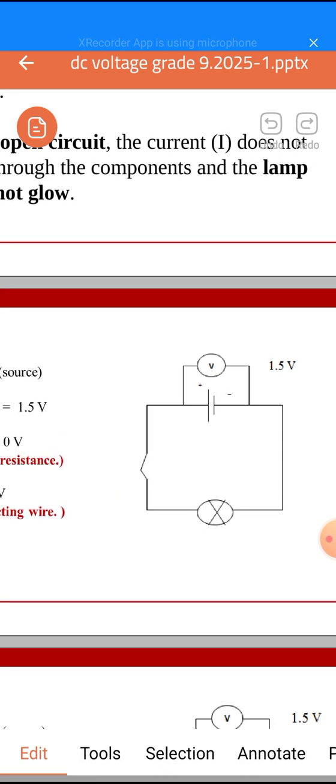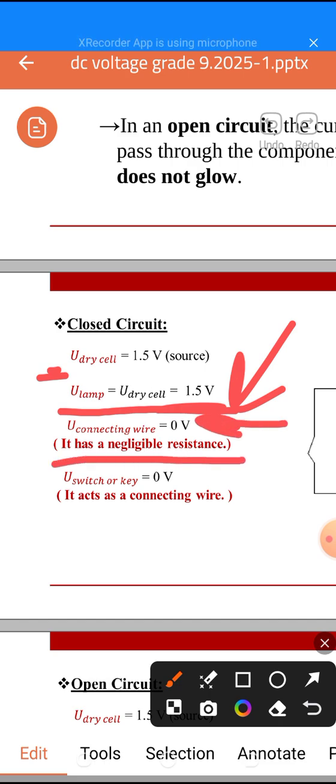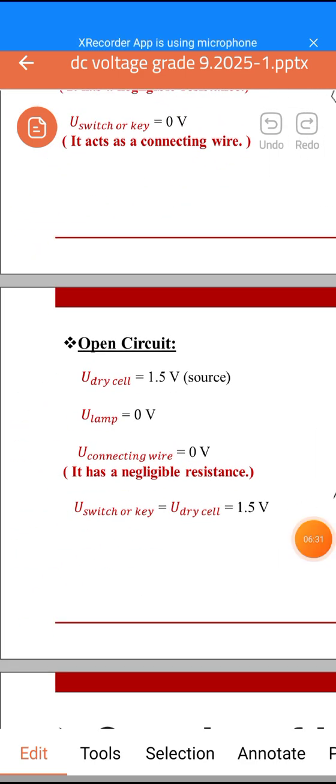So as a brief summary, look here please. The voltage of the dry cell, U is the abbreviation of the word voltage. U dry cell is 1.5 volt because it's the source. So the lamp, U lamp, will take the voltage of the dry cell and it will also be 1.5 volt. The number is an example, do not study the numbers, okay? The voltage of the connecting wire is always 0 volt because it has a negligible resistance. U of the switch or key when it's closed is surely 0 volt always too, because it acts as a connecting wire. And finally, let's see in the open circuit what happens to the voltage of each.